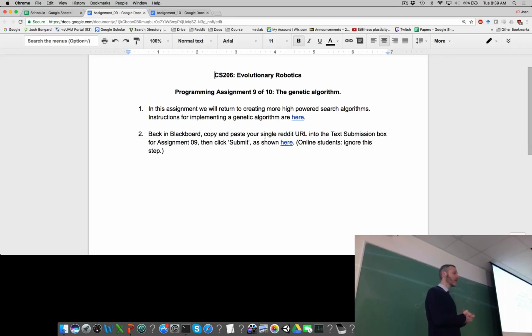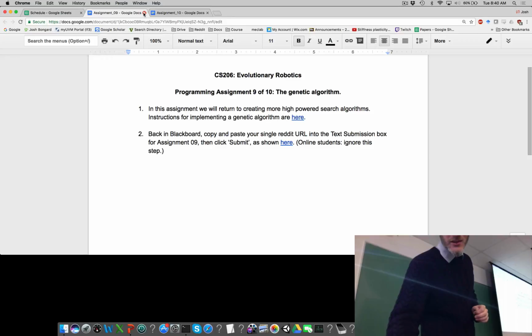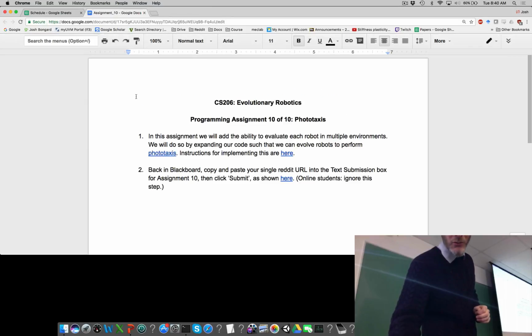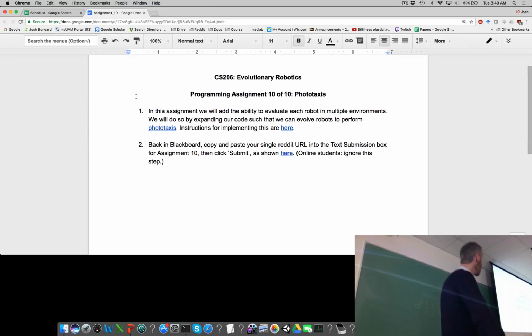Genetic algorithms sometimes include sexual recombination. We haven't put that in there yet. We might put that in a little bit later. Okay. So for the graduate students at least, that's 9. And then moving on finally to 10. In 10, you're going to be changing your fitness function. So at the moment, you're selecting for robots that locomote as quickly into the screen as possible.